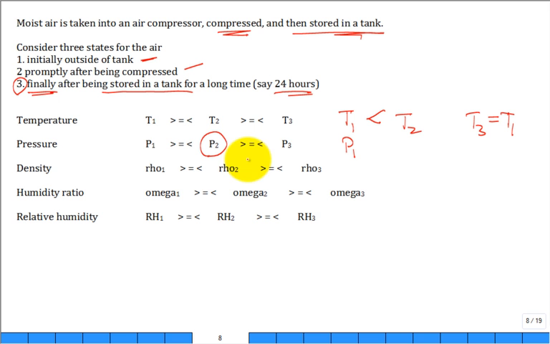So the pressure's up. What about the pressure at state 3? Is it related back to P1, is P3 equal to P1? No, it's P2. It remains constant. All right. How about the density?